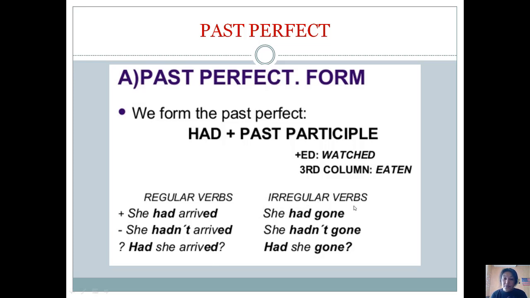But with irregular verbs, we have to change the shape of these verbs. She had gone. The infinitive form of this verb is go. Go, went, gone. And we take the third form of the verb. She had gone. It's positive. She hadn't gone. It's negative, and had she gone, it is the interrogative form of irregular verbs of past perfect.